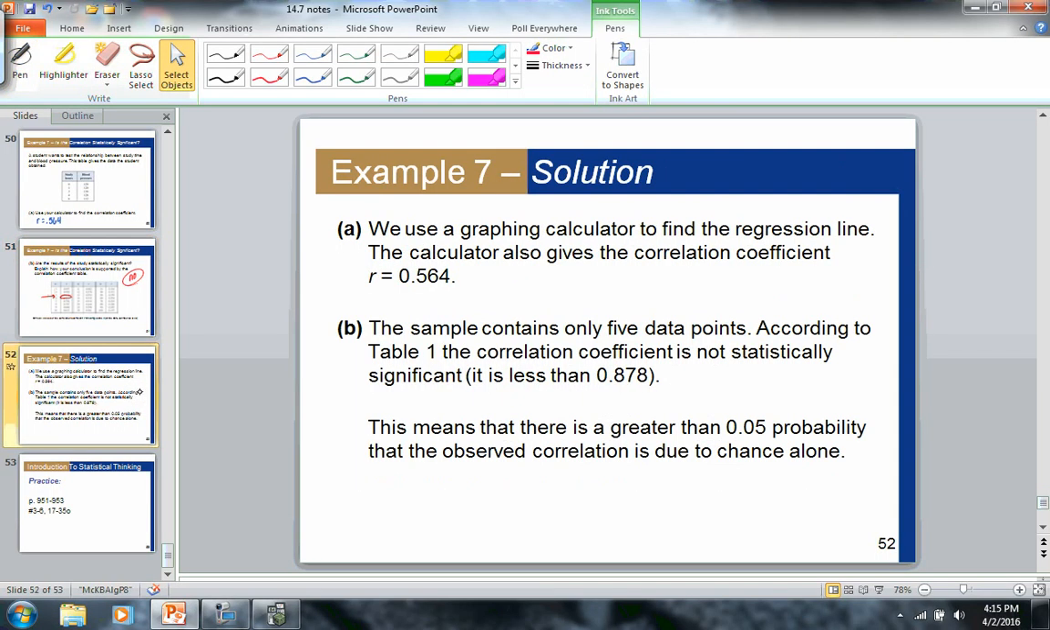Okay, so here again, this just explains use your calculator to find the R value, and that's what they found, and it's less than the 0.878, so no, it's not statistically significant.